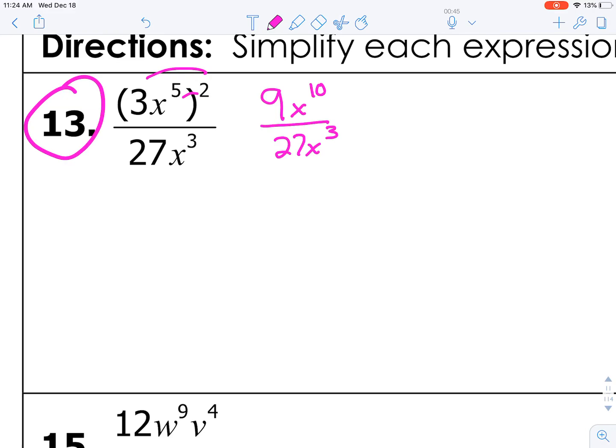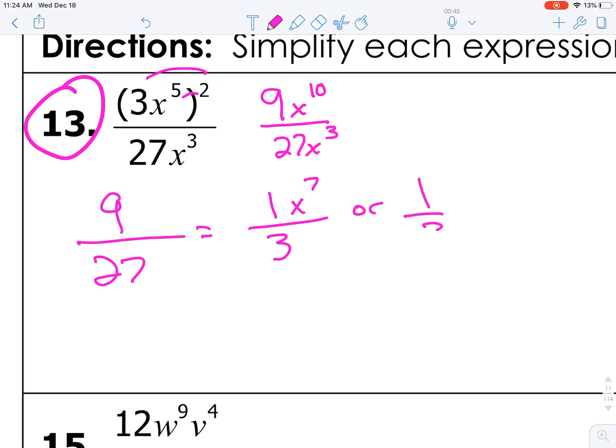Okay, don't subtract 9 and 27. This is just a fraction like you've done since probably elementary school. So we reduce that to 1 over 3. And then for the x's, we go 10 minus 3, and we get 7. Or some of you might have just put like 1/3. Same thing.